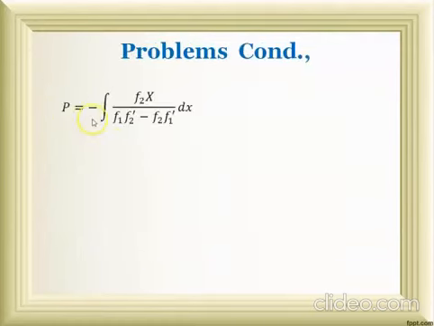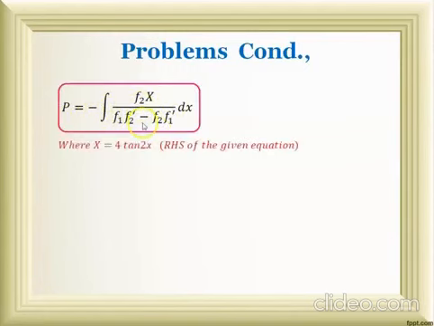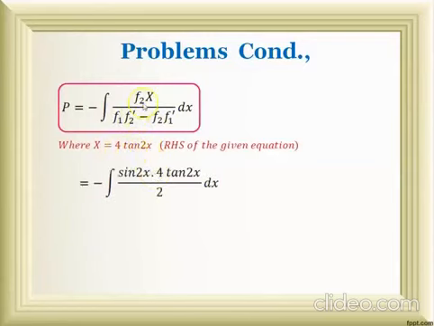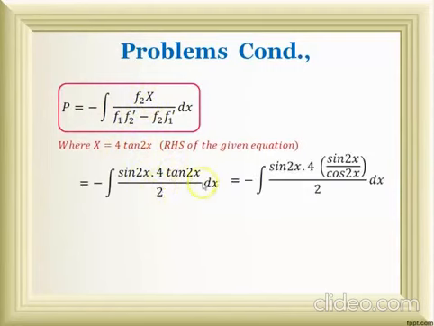So next I move on to the p and q values. P is equal to minus integral f2 X by Wronskian. I am going to replace all those values in this formula. Here capital X is the given RHS function, that is 4 times tan 2x. Integral of f2, sin 2x, capital X, 4 into tan 2x, by 2. I cannot integrate this directly, so I am expanding tan 2x, that is sin 2x by cos 2x. Sin into sin is sin square by cos 2x. 4 by 2 becomes 2.